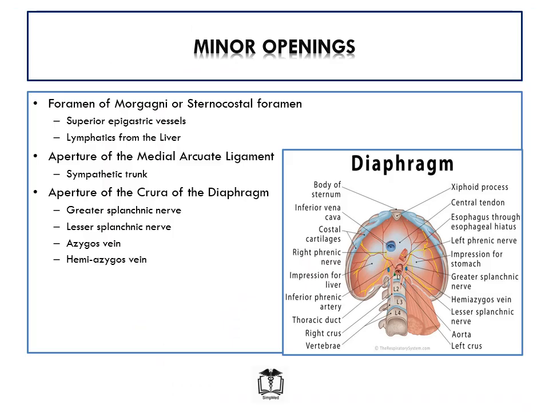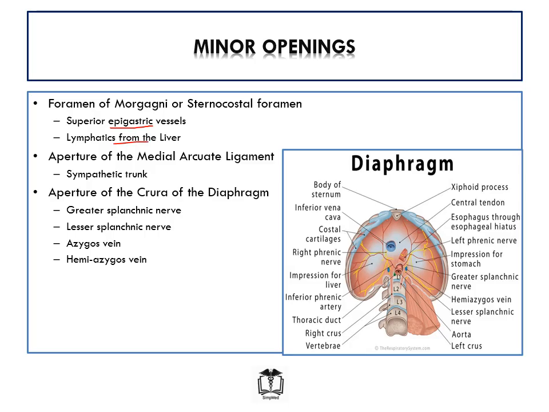Besides the three major openings of the diaphragm, we have some minor openings to pay attention to. This includes the foramen of Morgagni, also known as the sternocostal foramen, the aperture of the medial arcuate ligament, and the aperture of the crura of the diaphragm. Each of these structures allows for the passage of different smaller vascular or neural structures that we should pay attention to. So the sternocostal foramen, or the foramen of Morgagni, for example, allows for the passage of the superior epigastric vessel and the lymphatics from the liver.